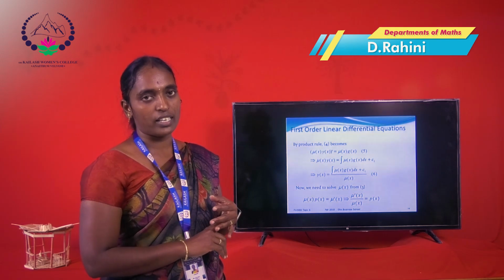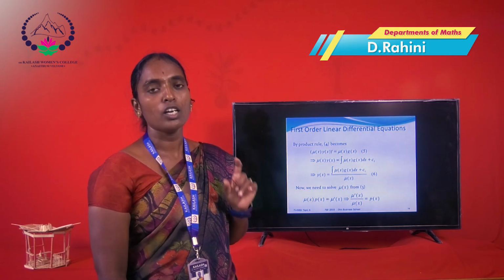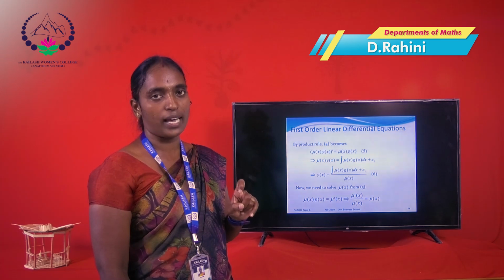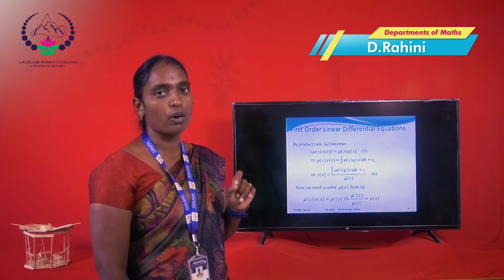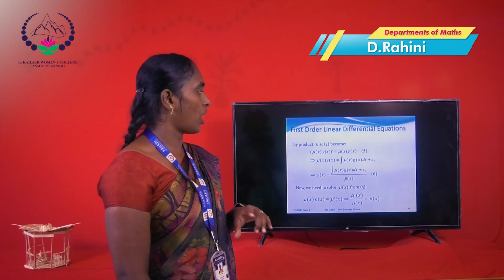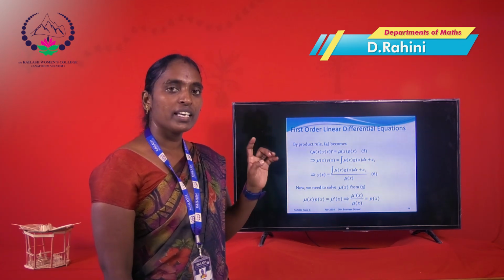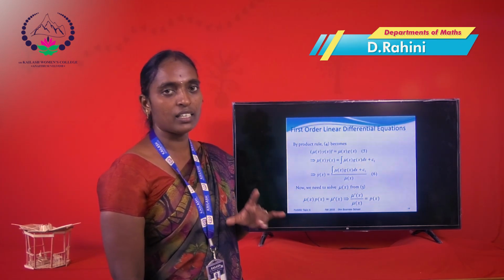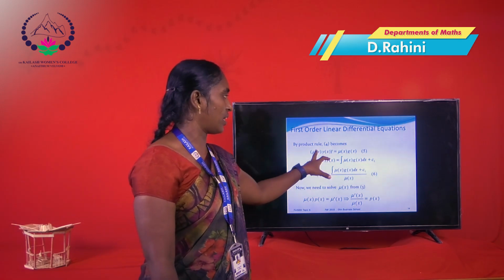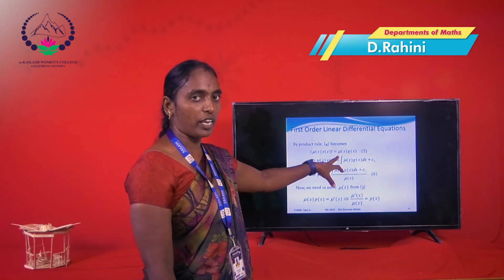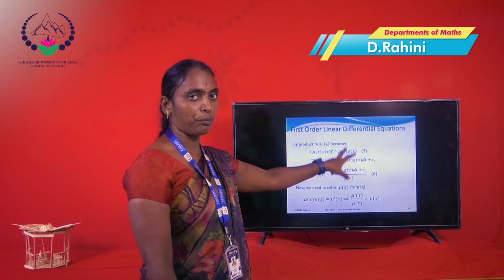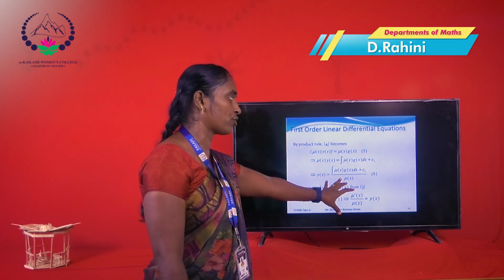So that equation is (uv)' = uv' + vu'. This condition we already studied. Now, in place of uv, we have μ(x)y(x). So the first equation is (μ(x)y(x))' = μ(x)g(x). This is equation number 5.